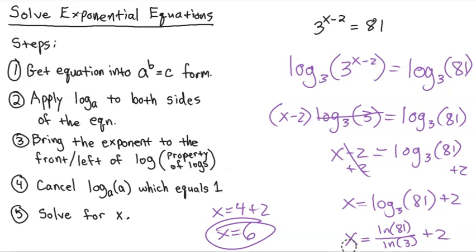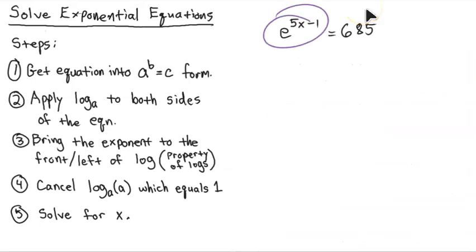Let's try another example. All right, so this is e to the power of 5x minus 1 equals 685. It is already in a to the power of b equals c form. Here, e is a, 5x minus 1 is b, and 685 is c. So we're ready to move on to step 2.